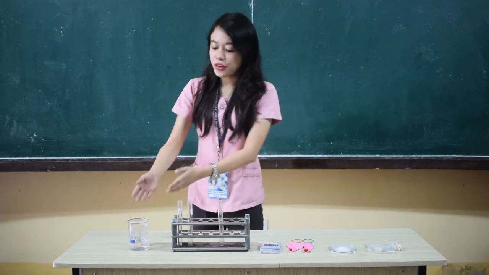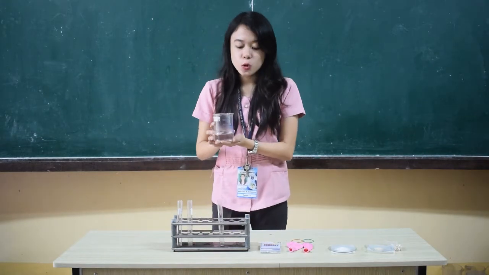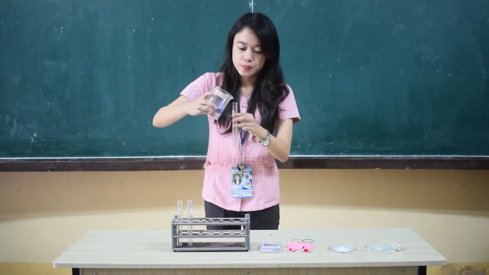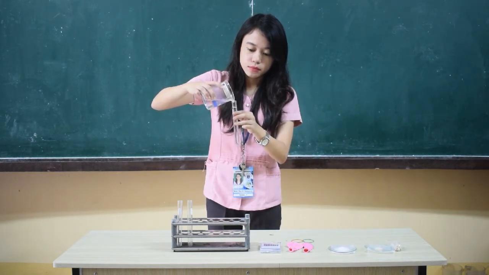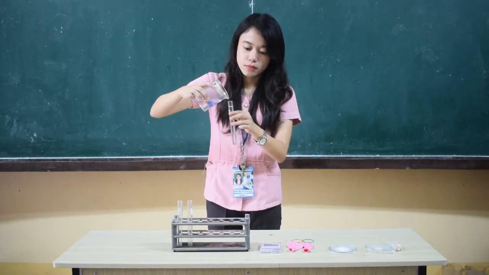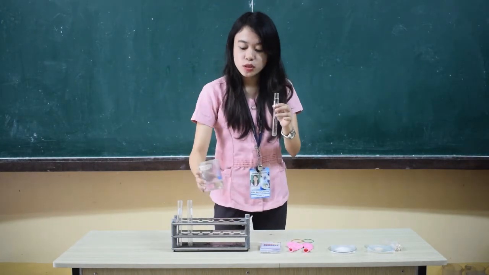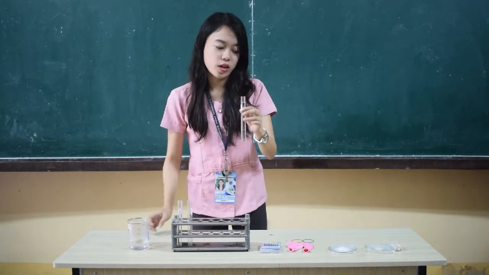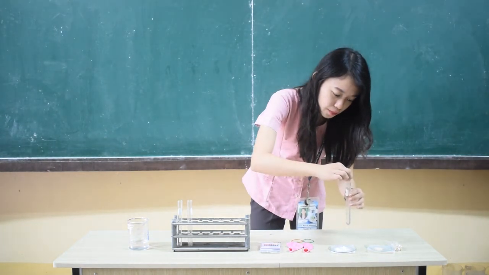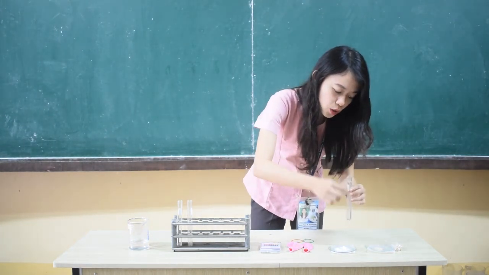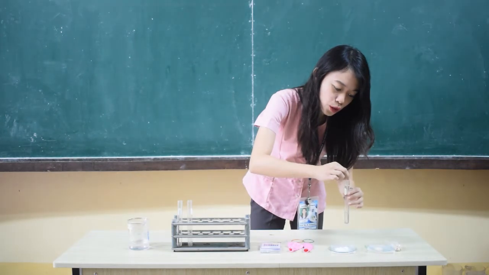I have prepared already the lukewarm water at 37 degrees Celsius. This time, we are going to place the lukewarm water in a test tube. Make sure not to fill the test tube since we are going to add some sugar to it. Okay, this time, we will be adding the sugar. We need to have a 5% solution for the sugar.